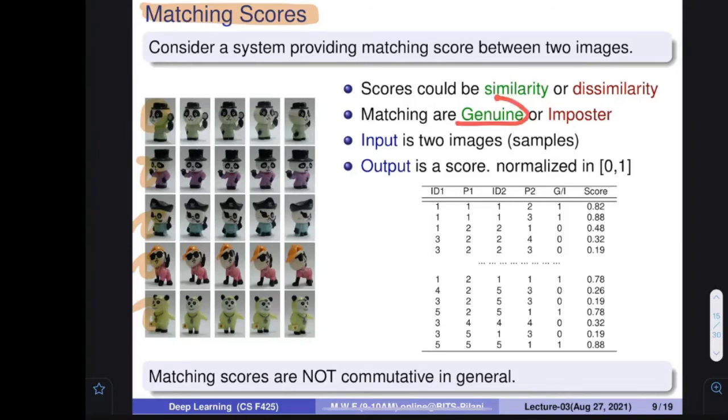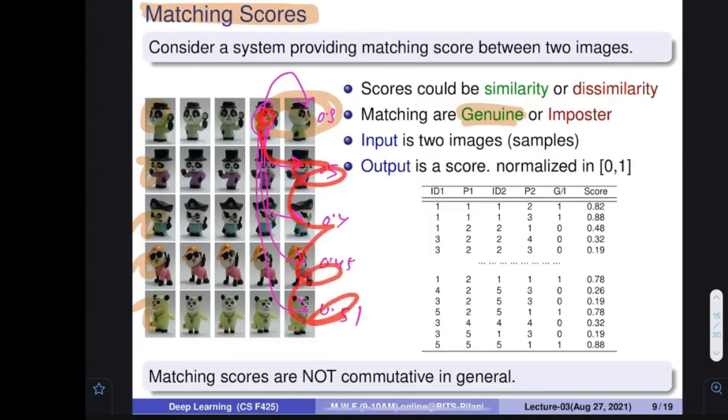Matching scores are of two kinds, genuine and imposter. What do I mean by this? You use this image and match with this, the score is 0.8. You use this to this, the score is 0.5. This with this 0.4, this with this 0.45, this with this 0.51. When you are matching this person with the same person, this is the genuine score. When you are matching this image with the other images, it is called the imposter score.